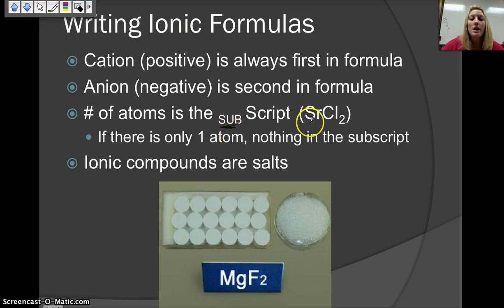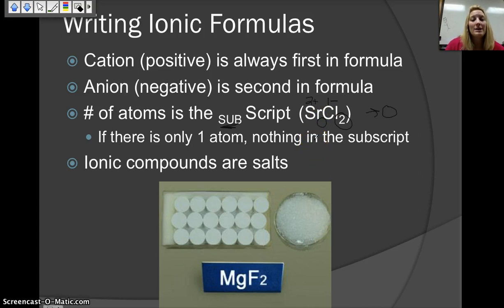So for example, Sr has a 2 plus charge, chlorine has a 1 minus charge. So in order to get these to balance out, we'll need 2 chlorines. So this 2 down here is our subscript, and it tells us how many we need. If we have 2 negative charges and a 2 positive charge, they cancel each other out, and an overall charge of 0. If there's only one atom, you put nothing in the subscript. So here, there's nothing. We just assume that it's 1.